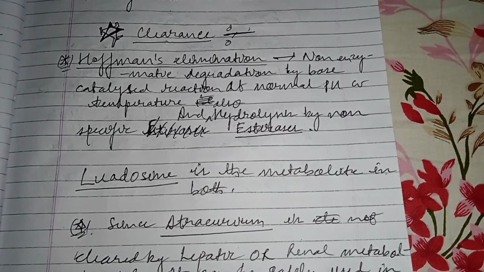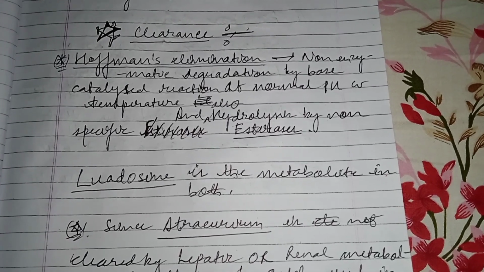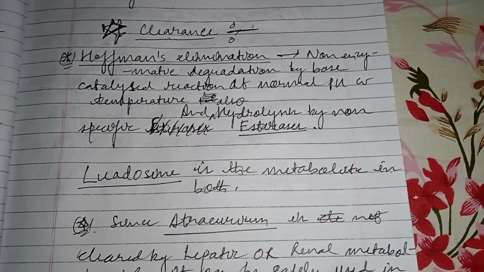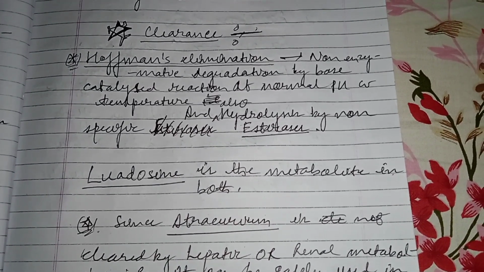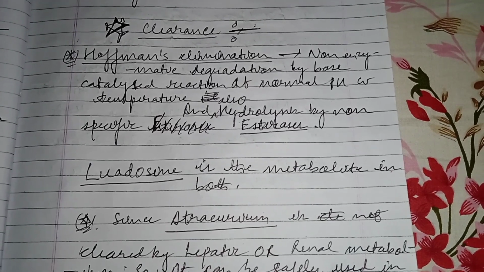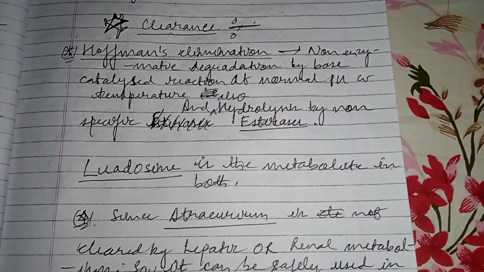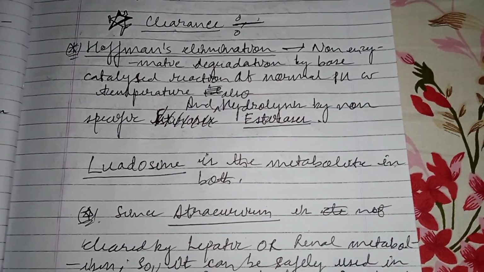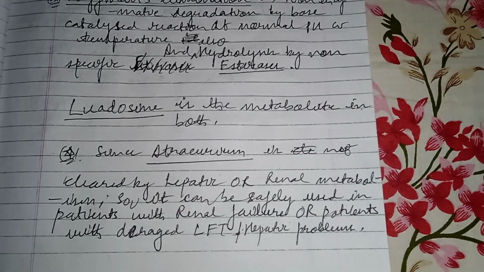The non-enzymatic degradation by base catalyzed reaction at normal pH and normal temperature, and also hydrolysis by non-specific esterases, refers to Hofmann elimination. I repeat, Hofmann elimination is the non-enzymatic degradation by base catalyzed reaction at normal temperature and normal pH, and also the hydrolysis by non-specific esterases. So I hope it is clear now. Laudanosine is the metabolite in both.